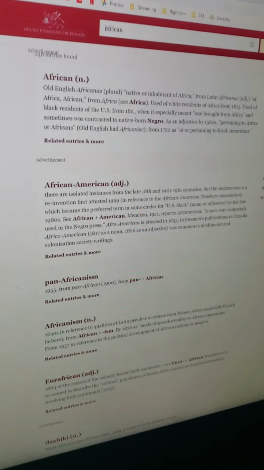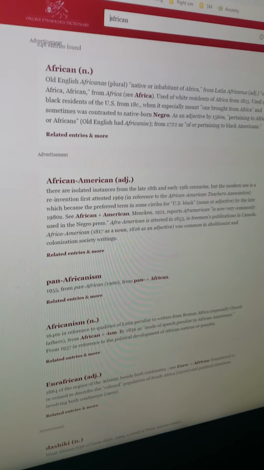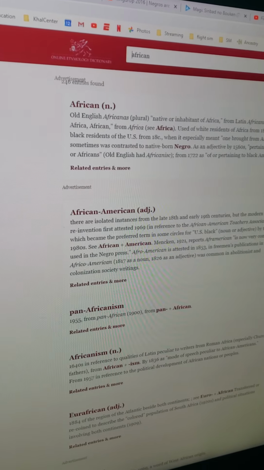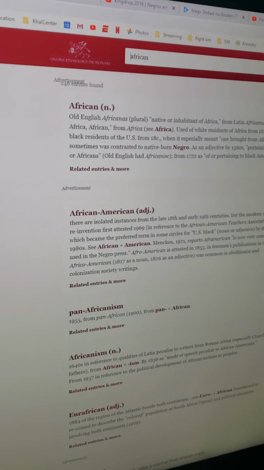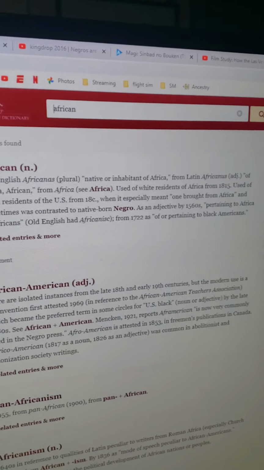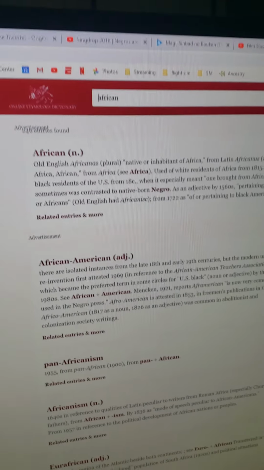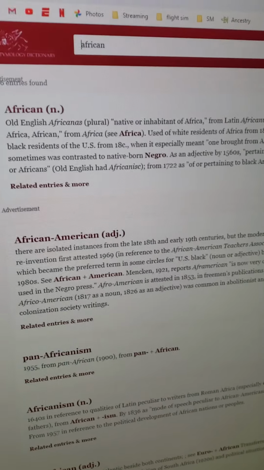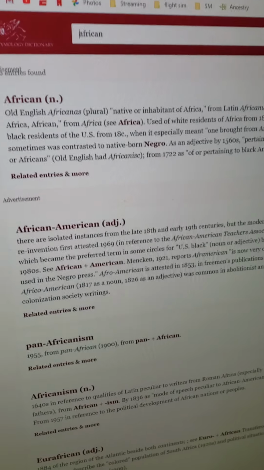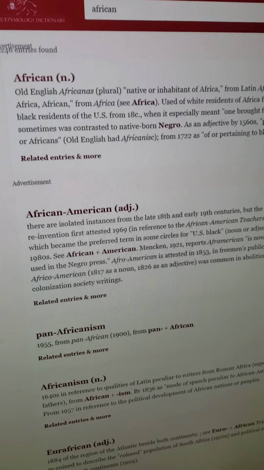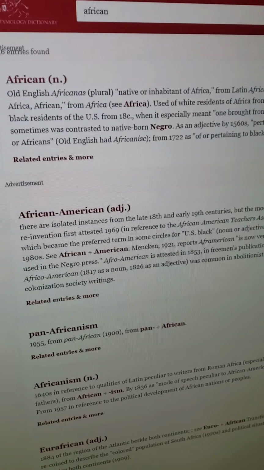All right, so let's go to the etymology of African. Used of black residents of the U.S. from 18th century, when it especially meant one brought from Africa, and sometimes was contrasted to native-born Negro. So contrasted to native-born Negro. Again, what is a native-born Negro if all of us came over here from slave ships from Africa?